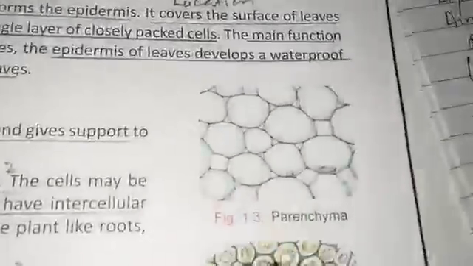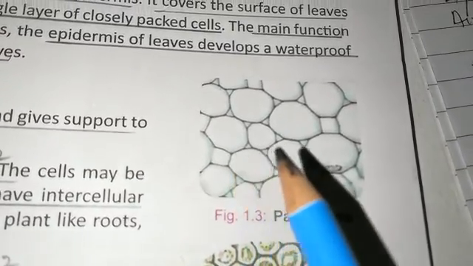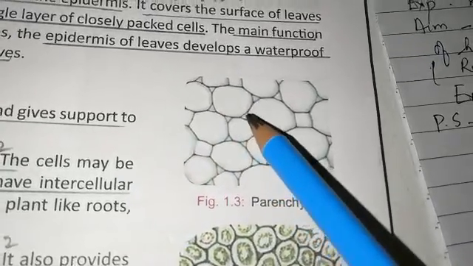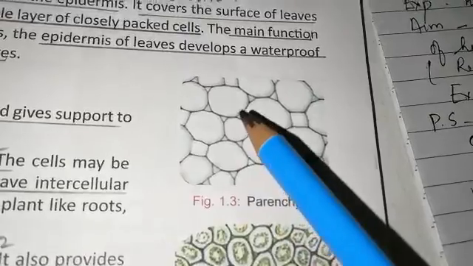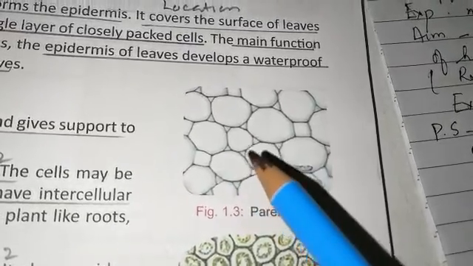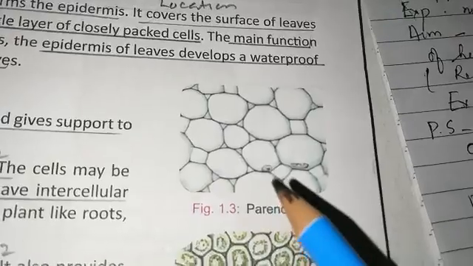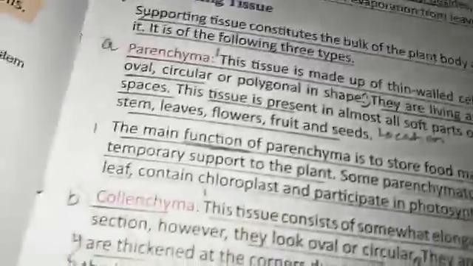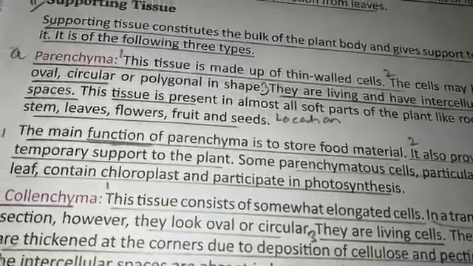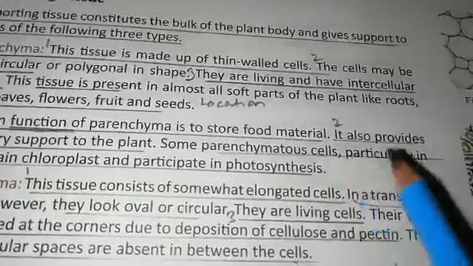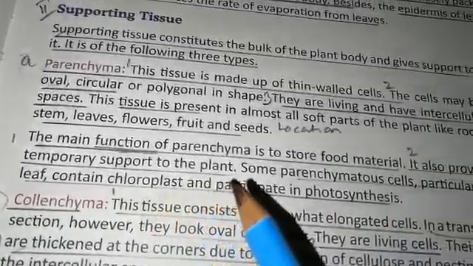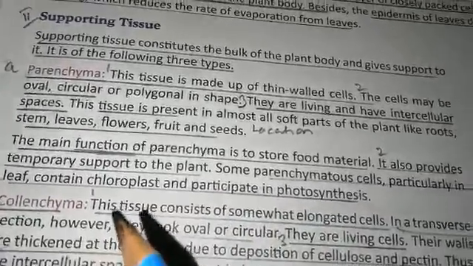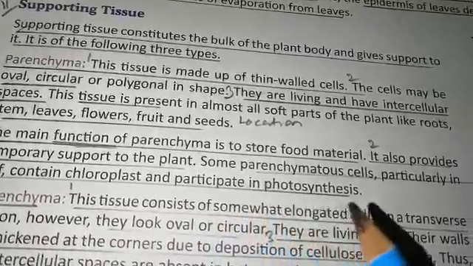Now if you see the structure of the parenchyma cells, you can see they are either oval shaped or round shaped, and you can see there is space between the cells. This space is called intercellular space, and they have thin walled cells and a prominent nucleus. The main function of parenchyma is to store food. It also provides temporary support to the plant. Some parenchymatous cells, particularly in leaf, contain chloroplast and participate in photosynthesis.